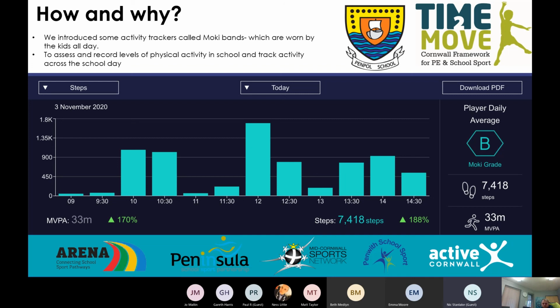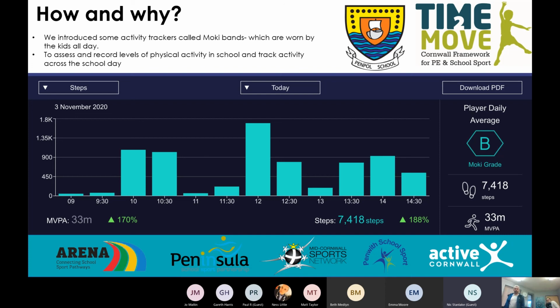So it allows you to find inactive periods during the day, but it also allows you to group the children. You can compare children from different groups. So you can compare genders, you can compare pupil premium children to non-pupil premium, and you can also compare SEN children. The biggest benefit from having these, I think, is the element of competition.